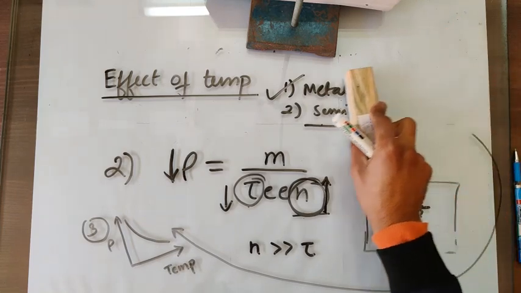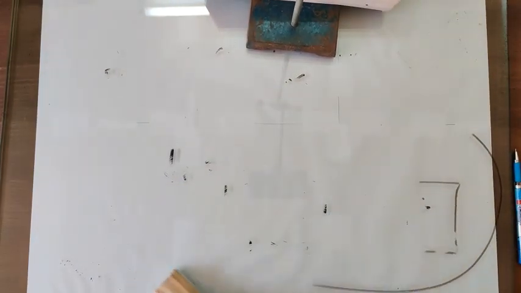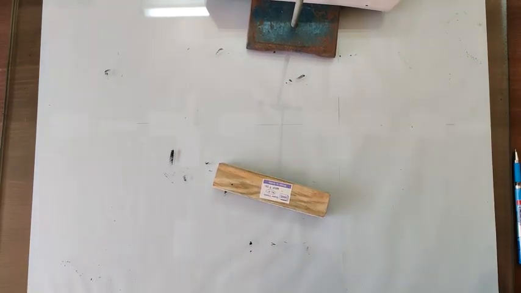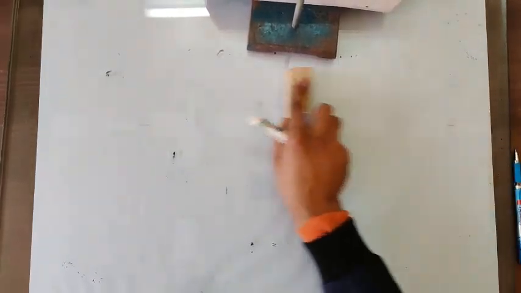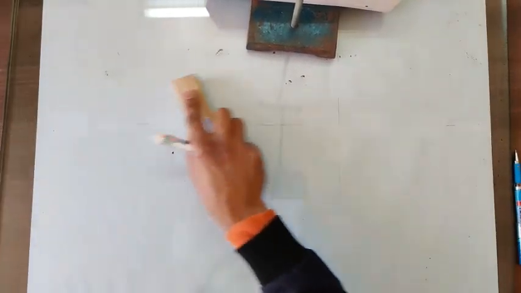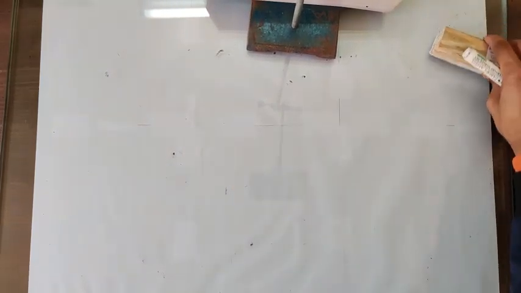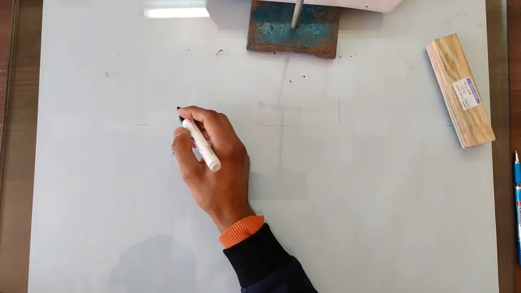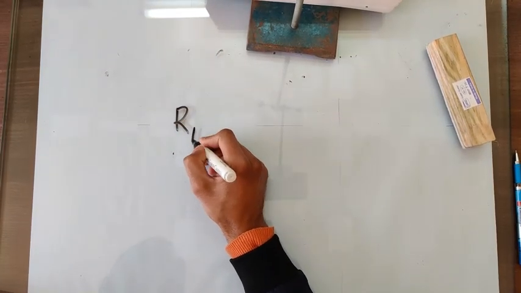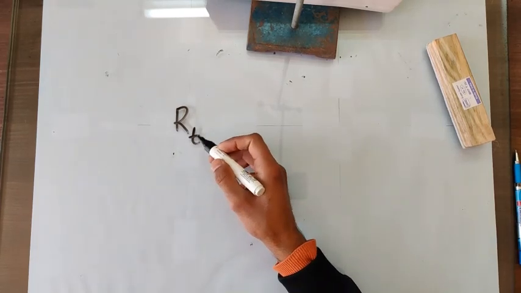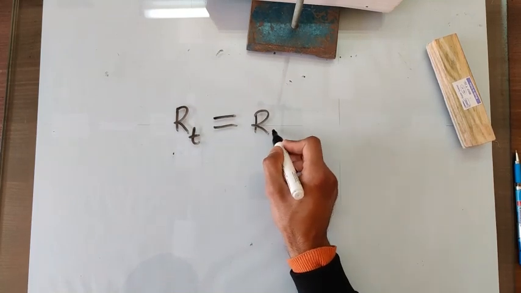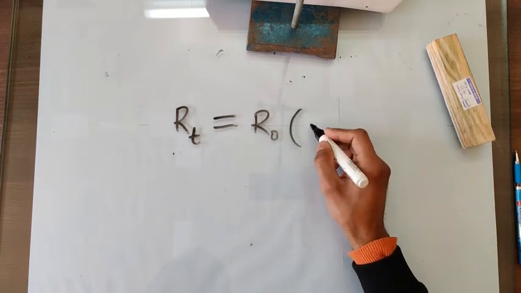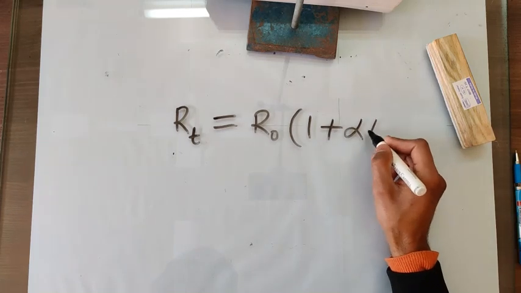There's a relation between the previous resistance and the final resistance after increasing temperature. Suppose T is the temperature, RT is the resistance after increase of temperature, and R naught is the initial resistance of that conductor. RT = R naught (1 + alpha T).